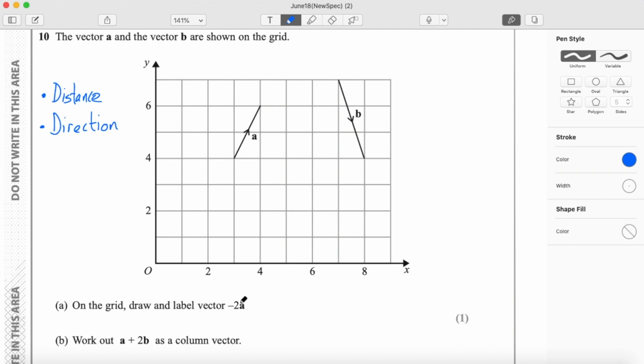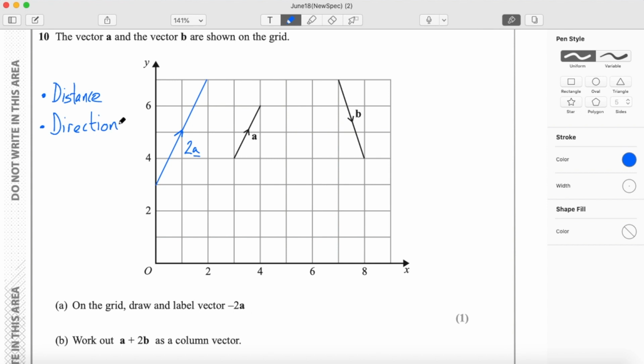So, -2A, we know is going to be double the length, so I can demonstrate that as so. So, if A is 1 along, 2 up, it follows that 2A must be 2 along and 4 up. Two along, 4 up. So that would be 2A. However, we don't want 2A, we want -2A.